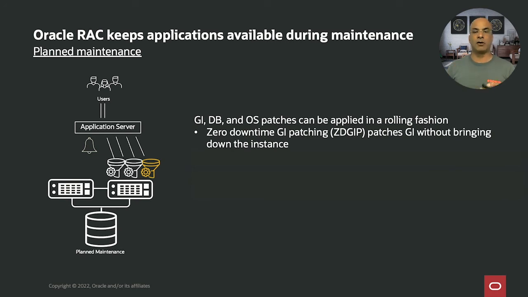We have this feature called zero downtime grid infrastructure patching. This feature allows us to apply a patch to the grid infrastructure without even taking the RDBMS or the database instances down on that node where we are applying the patch. So this is really something where we take a step further to even reduce the impact to the end user. And obviously, if you are on engineered systems like Exadata, we even allow you to apply operating system patches using Ksplice without even taking down the system.